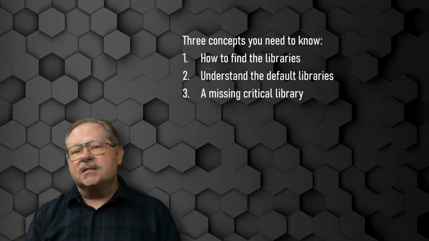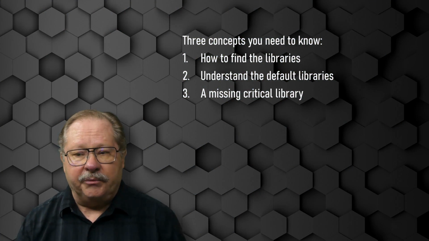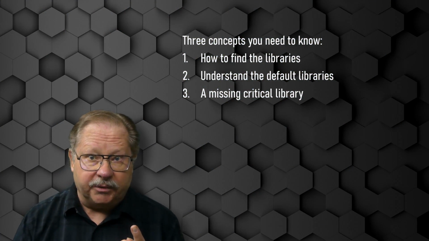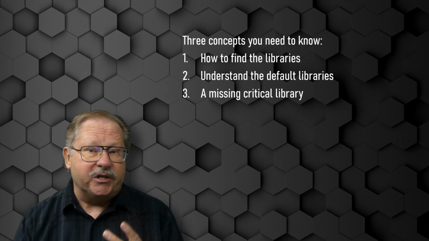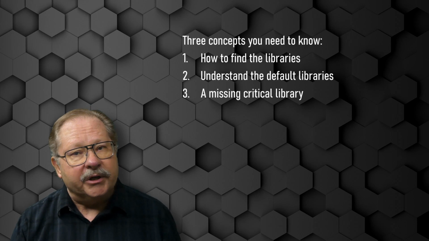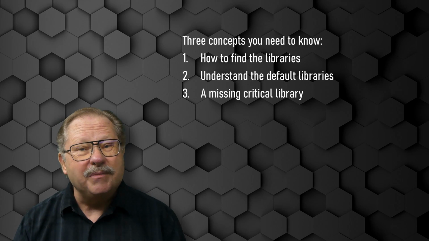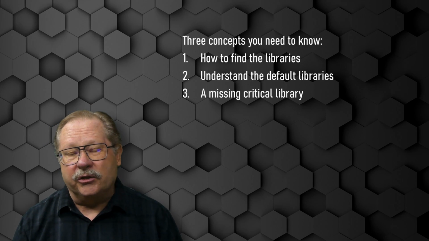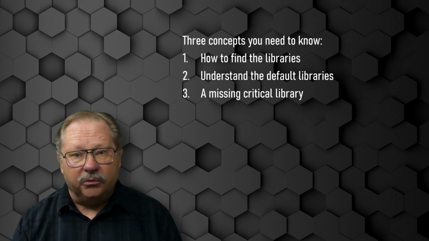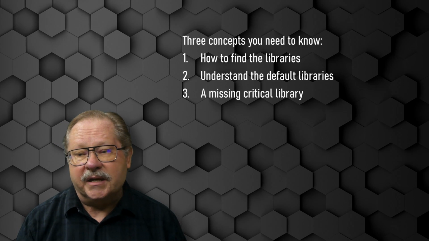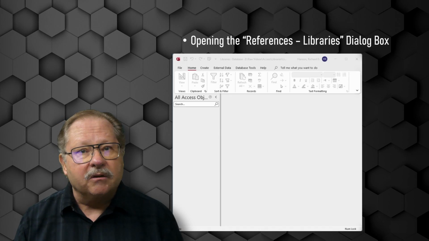There are three concepts that you really need to know about libraries. First, how to find the libraries. Second, understand what the default libraries are that Access wants to connect you to. And then there's a missing library that I think is really critical for building a database like you would really want to for a production set. So first, how to find the libraries.